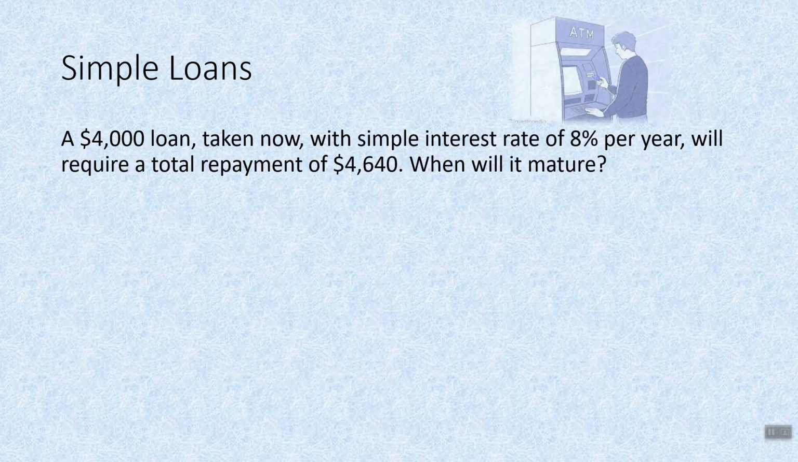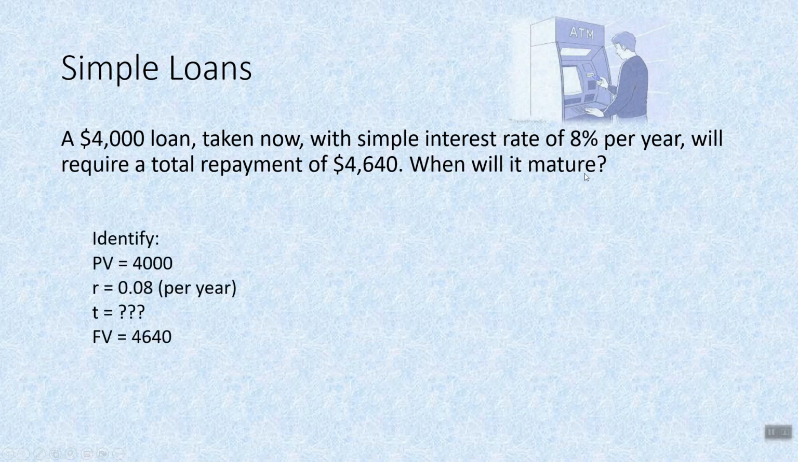All right, one more. A $4,000 loan taken now with a simple interest rate of 8% per year will require a total repayment of $4,640. When will it mature? Now, mature means when will it be due? When will you have to have it all paid off? So we identify our variables. We know the present value is $4,000. We know the rate is 0.08 per year. We have no idea what the time is, but our future value is $4,640.